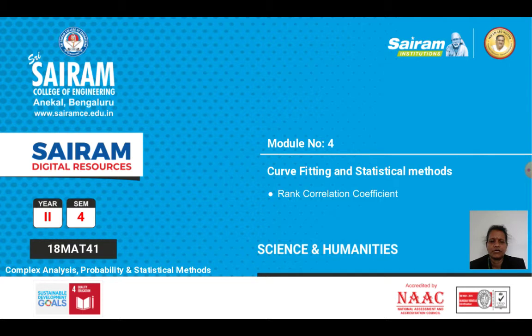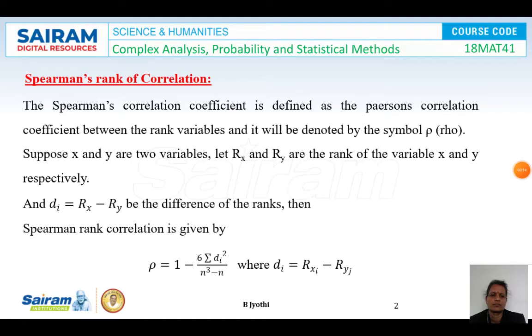In this video, I am going to explain what is rank correlation coefficient and the problems based on that. The Spearman's rank correlation. So, the Spearman's correlation coefficient is defined as the Pearson's correlation coefficient between the rank variables, and it will be denoted by the symbol rho.